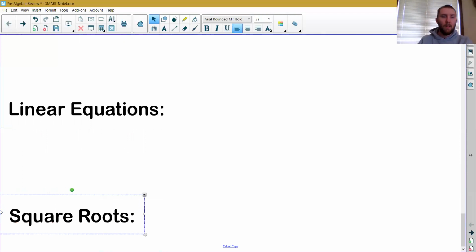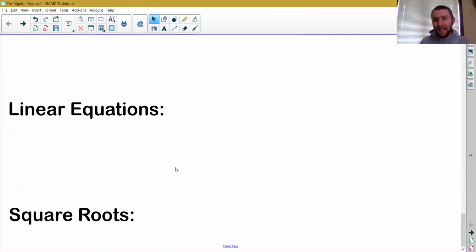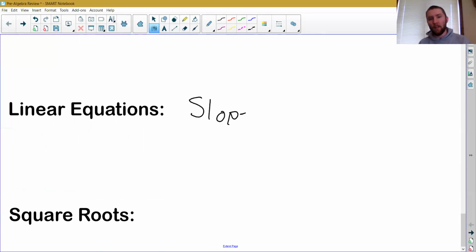roots. So linear equations, the key here, the most important thing here, you guys, is slope, okay? If we have an understanding of slope, then we are well prepared for Algebra 1. The rest of chapter 8 that we've been looking at is good stuff. In terms of finding intercepts, that's an Algebra 1 concept.